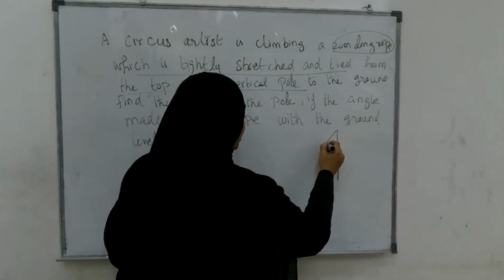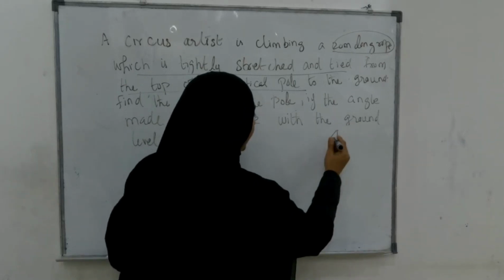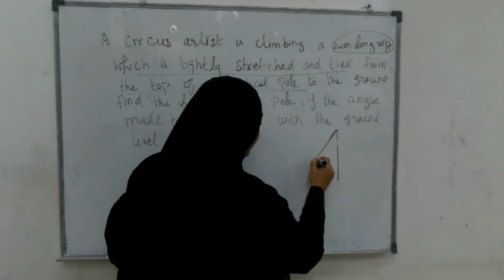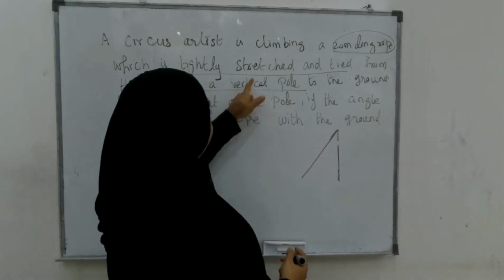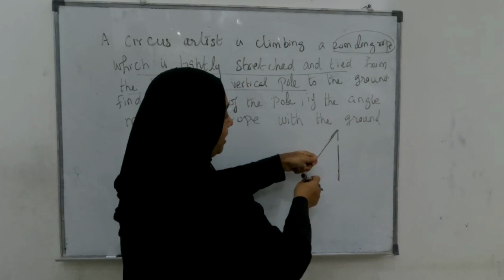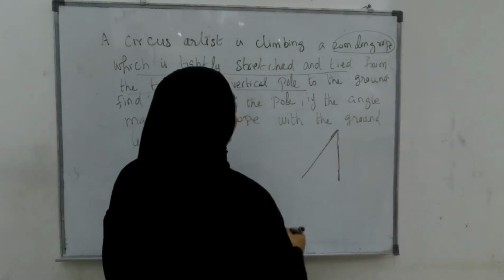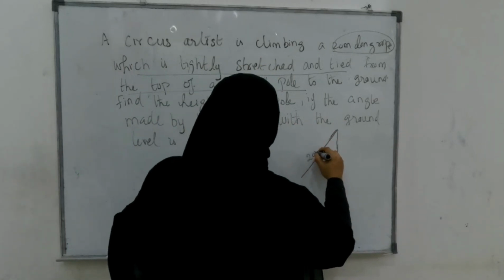So it is a straight path only, a straight line. The rope is stretched very tightly, not getting any loose parts. And the length of the rope they have given is 20 meter.